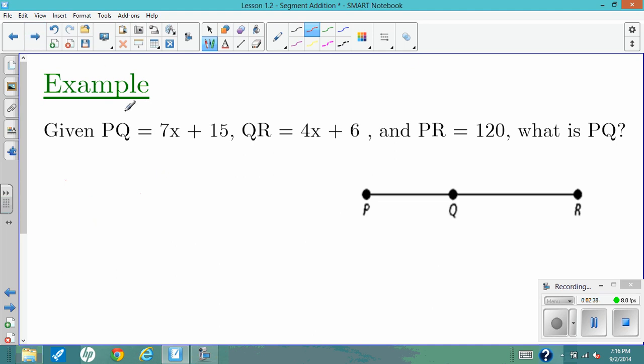Again, we have another example. This adds a little algebra into it. Please pause the video and try the example on your own.